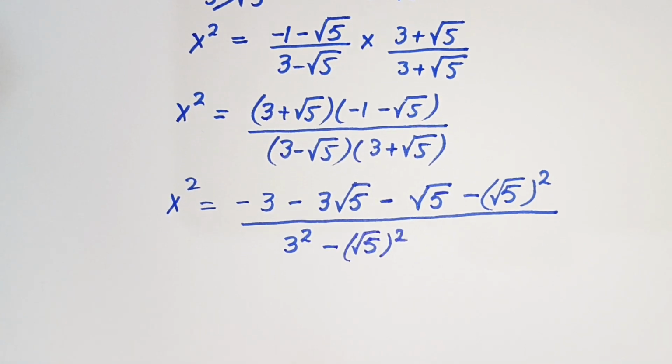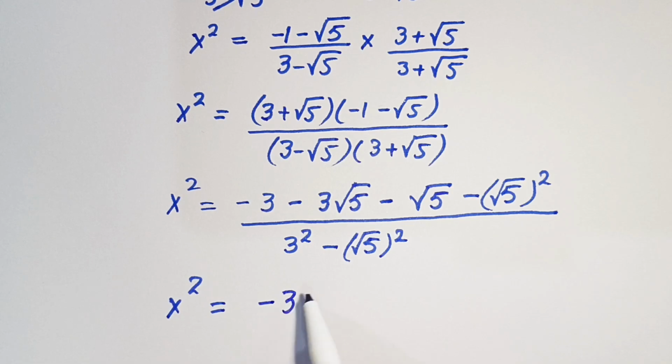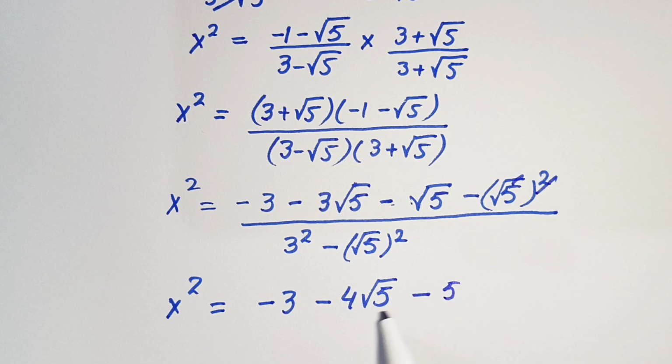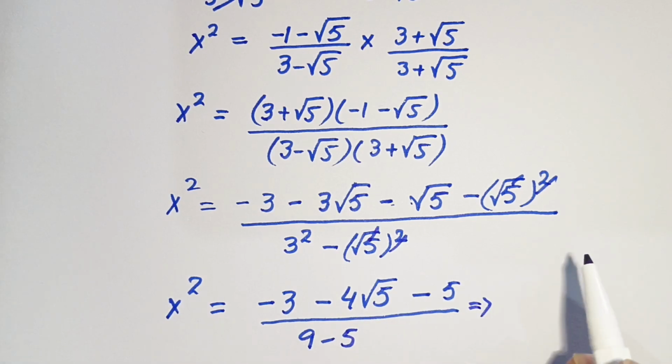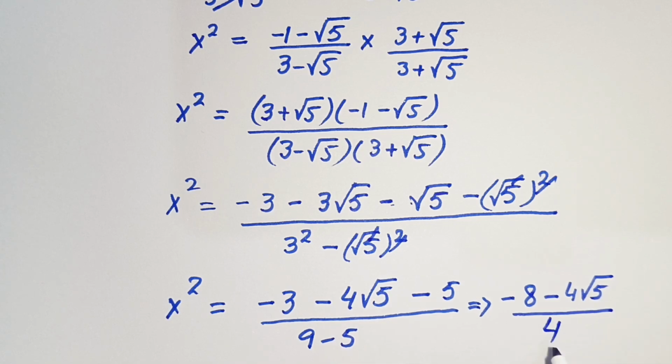So here x squared is equal to minus 3, we just write as it is, and minus 3 minus 1, we just write here minus 4 square root of 5, and cancelling square with square root, we have only minus 5, and this will be 9 minus 5. So it is equal to minus 3 minus 5, we get minus 8, and minus 4 times square root of 5, all over 9 minus 5, which is equal to 4.